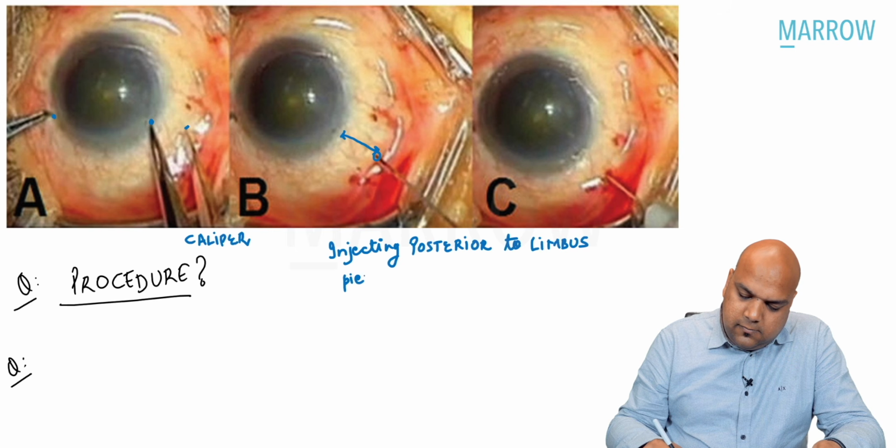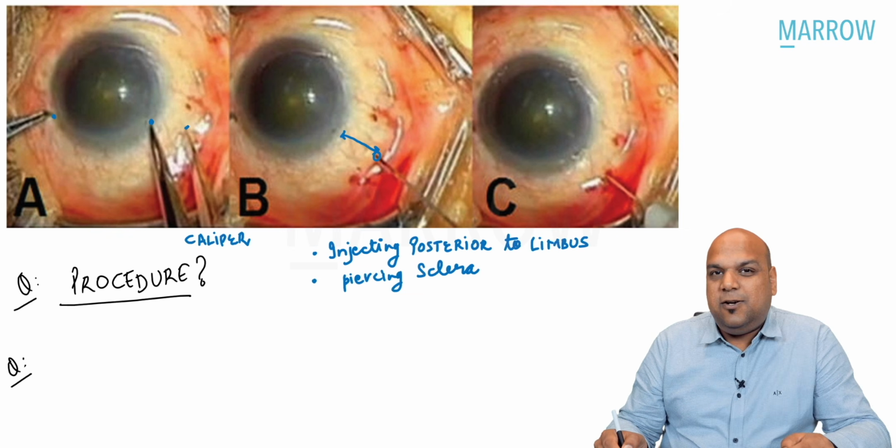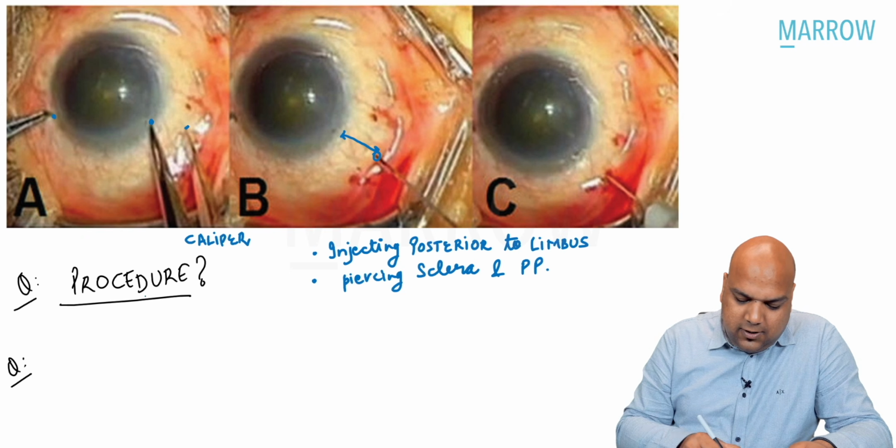Piercing sclera. This is what is visible to me. Now, if I say this is injecting posterior to limbus, piercing sclera and pars plana, what is the procedure? I hope it becomes clear to me.